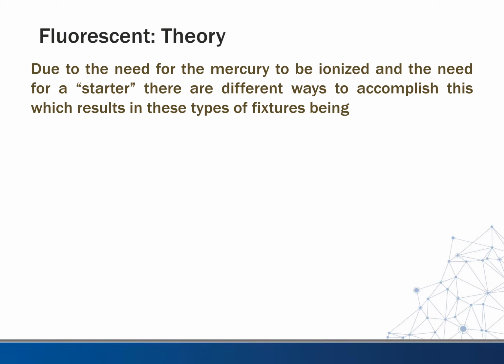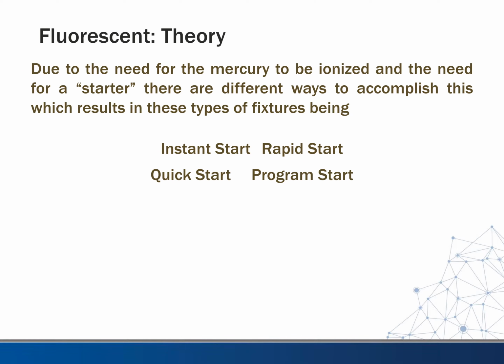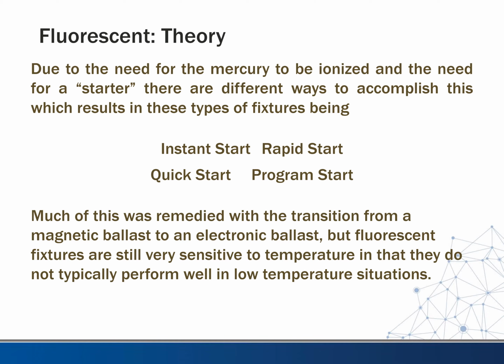Due to the need for the mercury to be ionized and the need for a starter, there are different ways to accomplish this, which results in different types of this fixture. Some of these types are instant start, rapid start, quick start, or program start. Much of this was remedied with the transition from a magnetic ballast to an electronic ballast, and so we've almost moved totally to program start. But you can still get the other types, and there's a difference in instant, rapid, and quick, and you pay a different price for those.